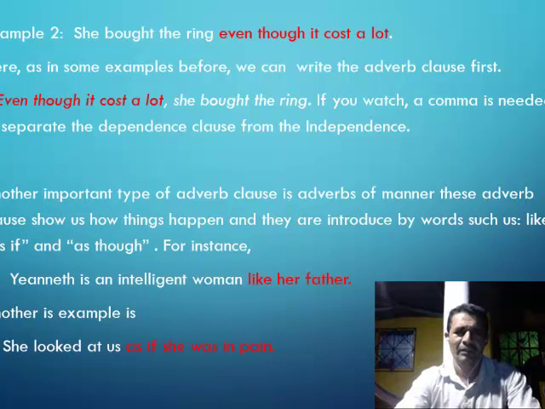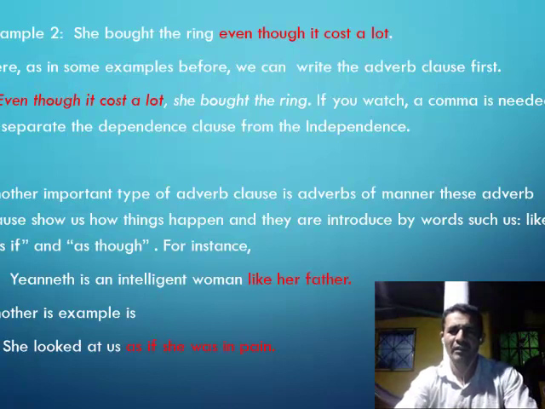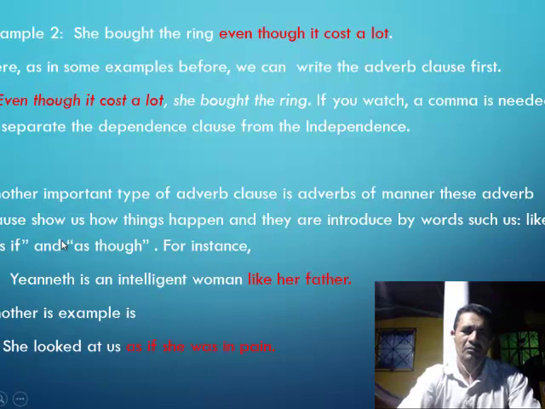Okay, example 2. She bought the ring, even though it costs a lot. Here, as in some examples before, we can write the adverb clause first. Even though it costs a lot, she bought the ring. If you watch, the comma is needed in order to separate the dependent from the independent clause.